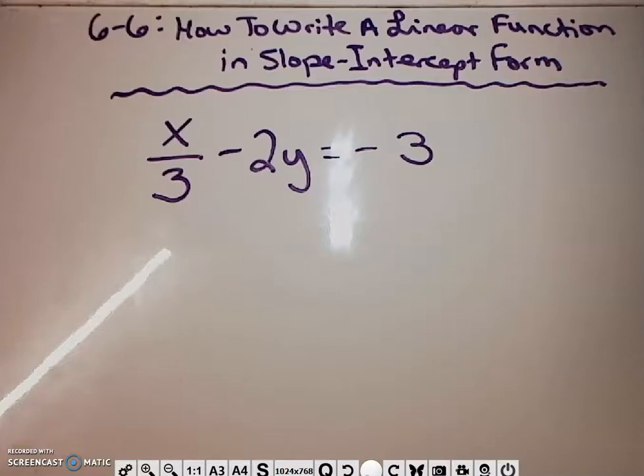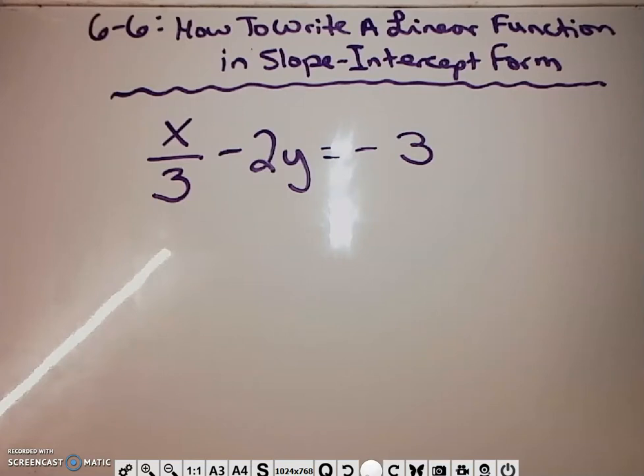Today we're starting part 2 to lesson 6.6, how to write a linear function in slope-intercept form. Right now I'm on the bottom of textbook page 167, doing numbers 5, 6, 7, and 8 with you. It says, write each equation in slope-intercept form, then use the slope and the y-intercept to graph the equations. This is a two-part question.